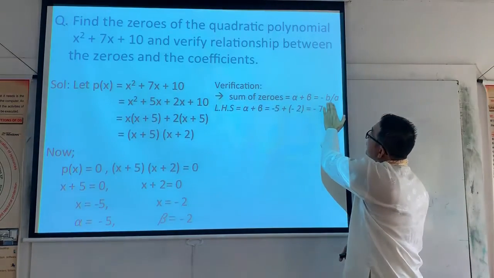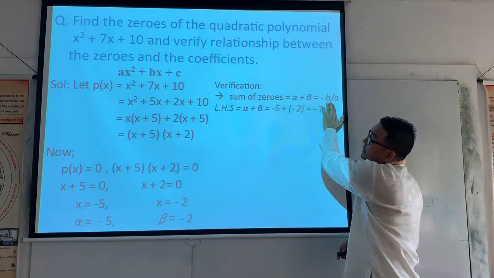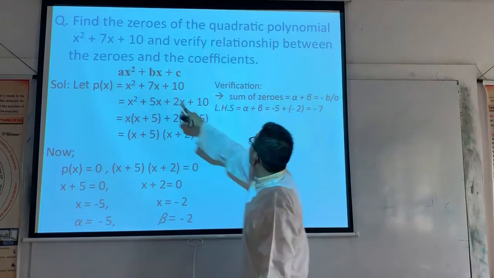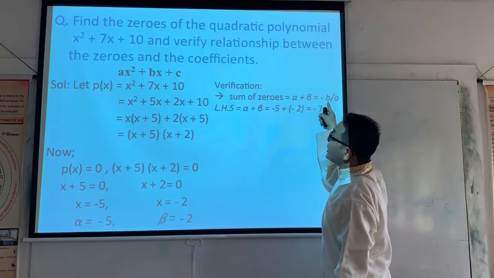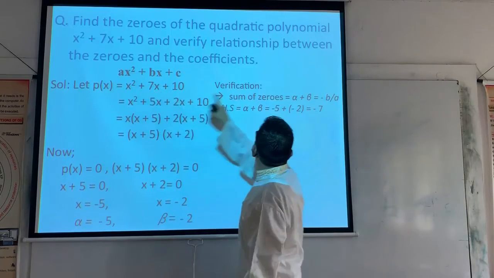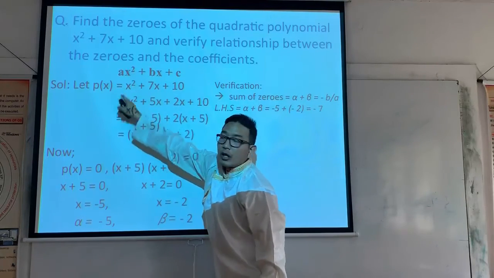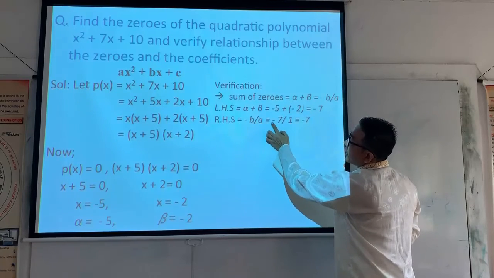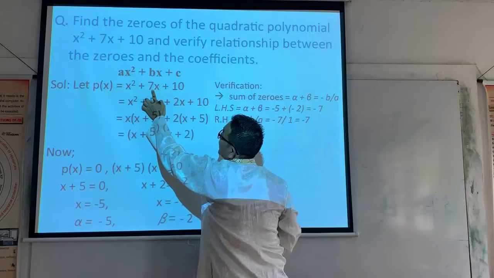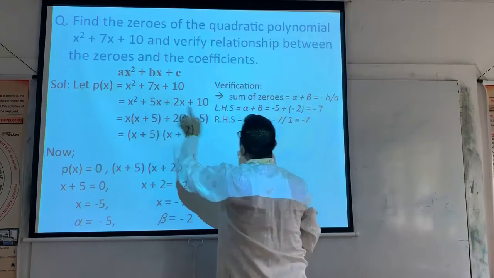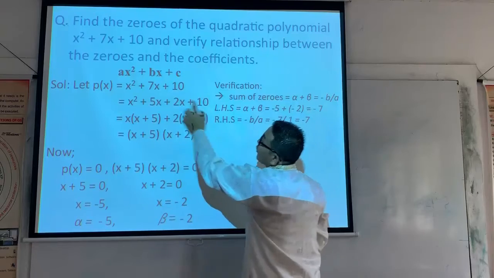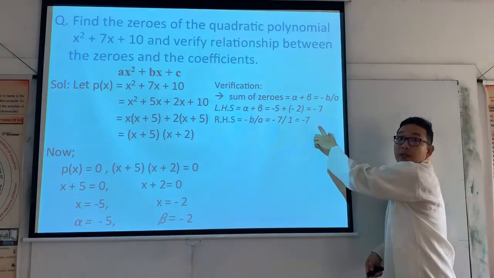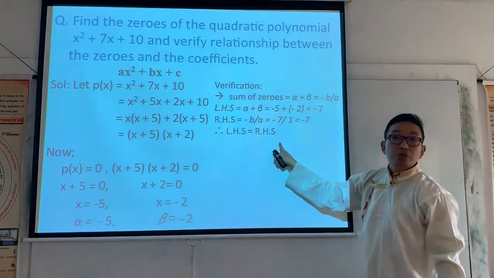So that is the left hand side. Now the right hand side: we compare with the quadratic polynomial, minus b by a. Here b is 7 and a is 1. So the right hand side is minus b by a, where b is the coefficient of x, 7, and a is the coefficient of x square, 1, giving negative 7. Therefore, left hand side is equal to right hand side.